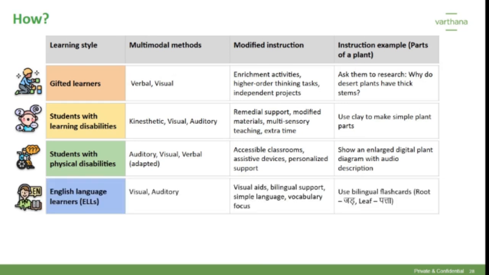And the next one is English language learners. So again, any mixed method can be used. Give them bilingual support, visual aids, then teach them in simple language. Focus lots on vocabulary, learning the new words. Focus on these children with these aspects. For example, using bilingual flashcards when you're teaching the parts of the plant. So you're teaching about roots, you can also write it in the language they understand, and explain things to them.